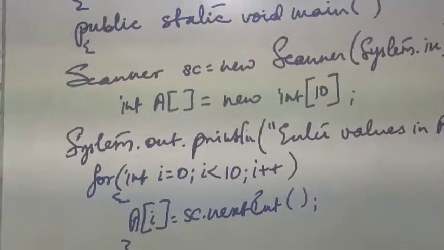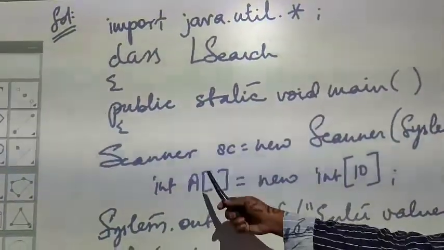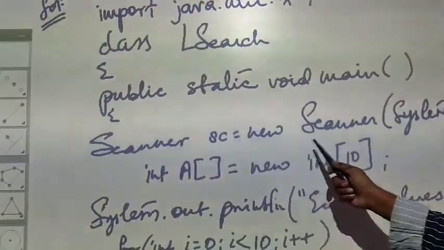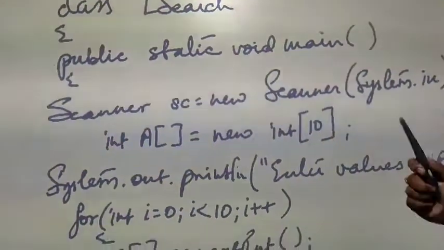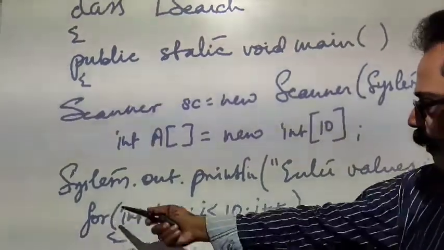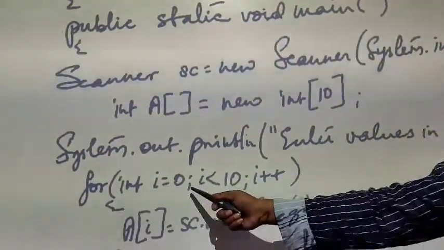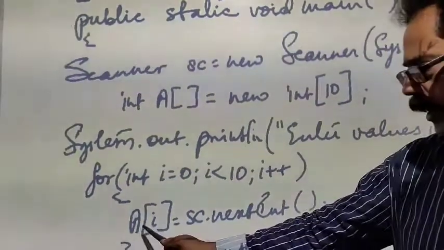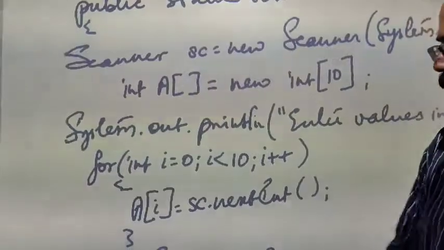This is the program here. There is a class named lsearch. Scanner sc equals new Scanner, int a[] equals new int[10]. Since it is 10 over there, we write the dimension as 10. Then accept the values. This is the value entry: for int i equals 0, i less than 10, i plus plus, a[i] is equal to sc.nextInt(). So this is how we accept an array.